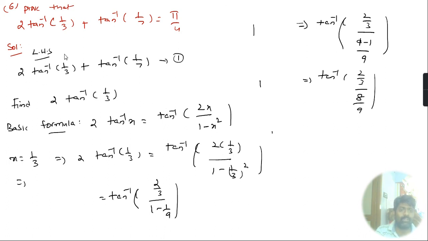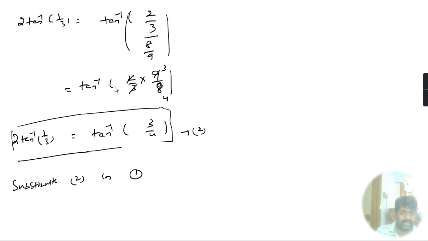So for this one, first we have to take that LHS. In this LHS, we have that 2 tan inverse of 1 by 3. So we have in the beside of tan inverse we have a 2. So first we need the 2 tan inverse of 1 by 3. The basic formula is 2 tan inverse x equal to tan inverse of 2x by 1 minus x square. Here that x is equal to 1 by 3. So therefore 2 tan inverse of 1 by 3 equal to tan inverse of 2 into 1 by 3 by 1 minus 1 by 3 whole square. After simplification we get that 2 tan inverse of 1 by 3 equal to tan inverse of 3 by 4.